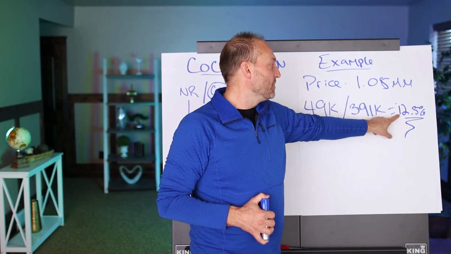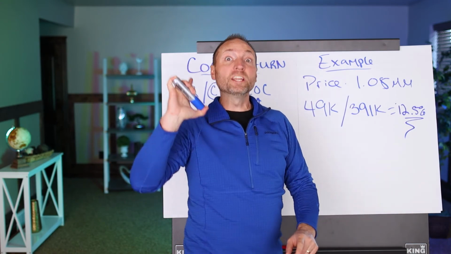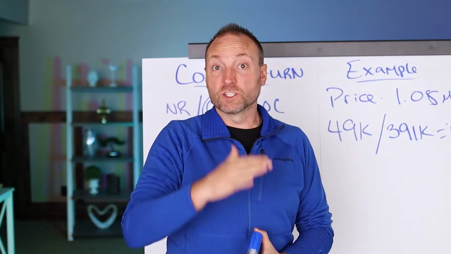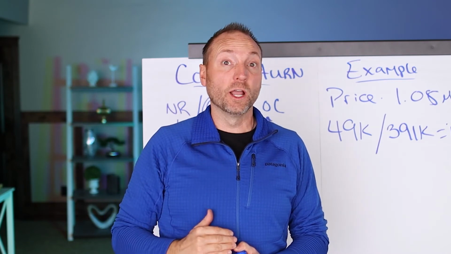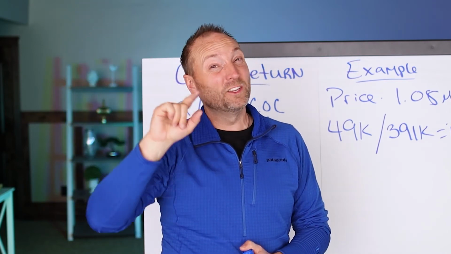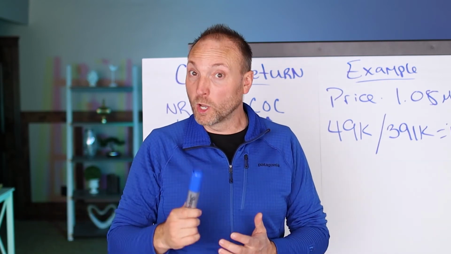You really want to aim to make sure this is in the 7 to 9 range, unless you have a really strong appreciation play in your property. Because if the value is going to appreciate a lot, you can accept a little less cash on cash return. But if you can't appreciate the value a lot, then you want to be really, really careful with low cash on cash returns, because there's really nowhere for you to go and make money.